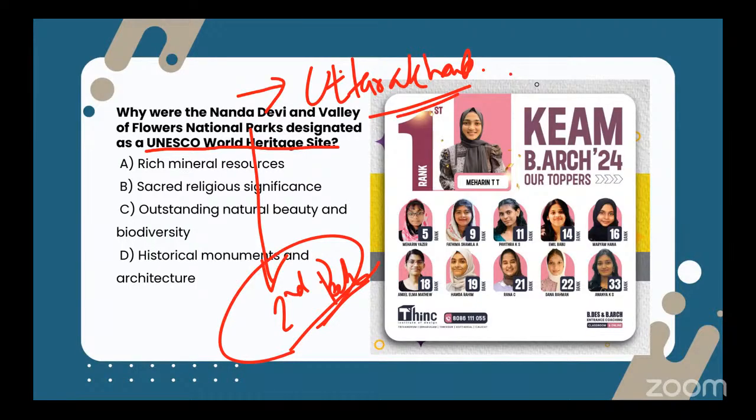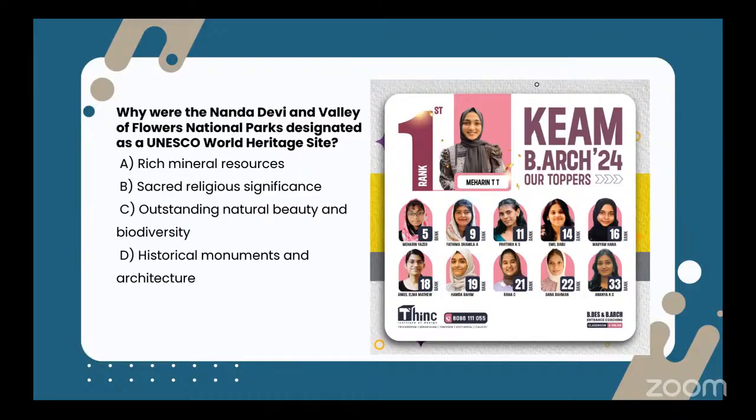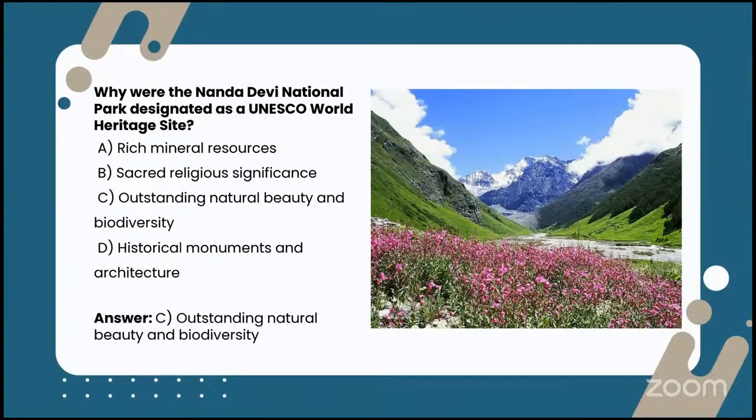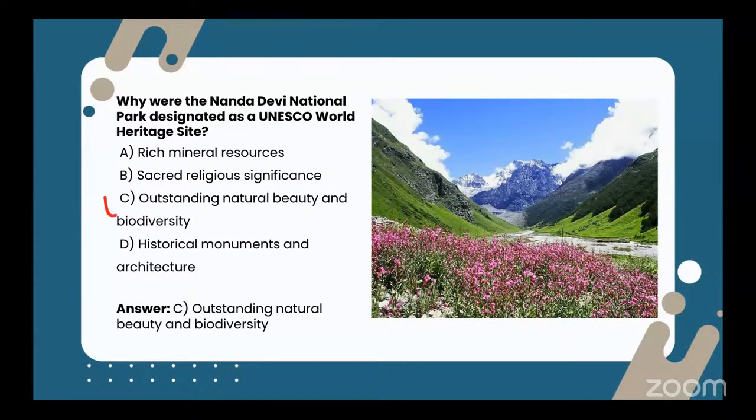All right. So the correct answer is outstanding natural beauty and biodiversity. There are no historical monuments and architecture. Minerals are there, but since the areas are protected, mining is prohibited in this area. And obviously, religious significance is not the criteria on which UNESCO is adding it. So the correct answer is outstanding natural beauty and biodiversity.